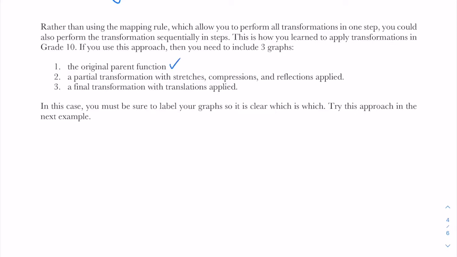Then secondly, a partial transformation that accounts for stretches, compressions, and reflections. And thirdly, a final transformation including all translations. Usually a minimum of 3 graphs are required for this, and you should label them just so you don't mix them up. We'll try this approach in the next example.